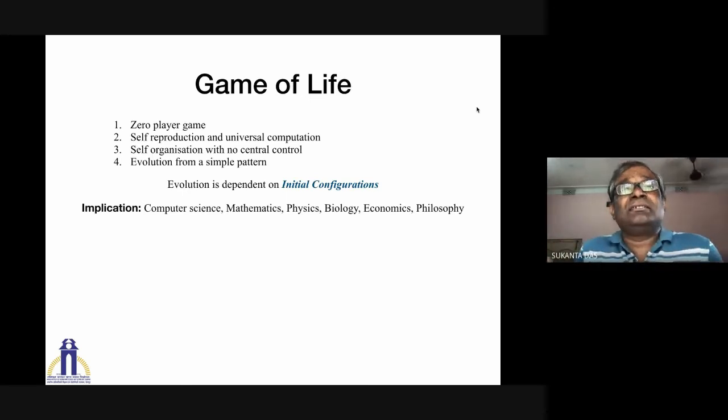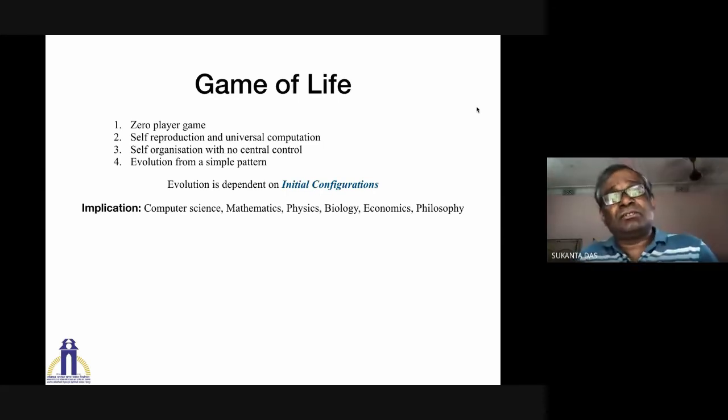You can see that from a simple initial configuration, some complex patterns are growing. Some have seen that as if it is the growth of bacteria or a virus. Someone has used the game of life to model bacterial growth. Economists have seen this game of life as dictating the growth of a city, how a city is growing.